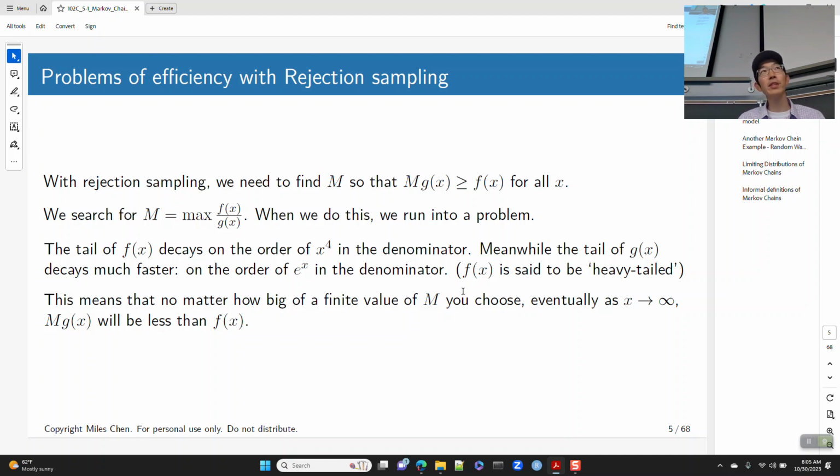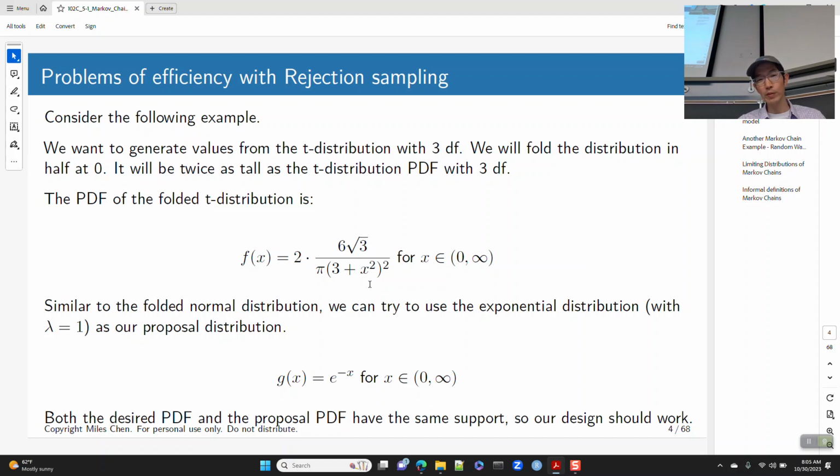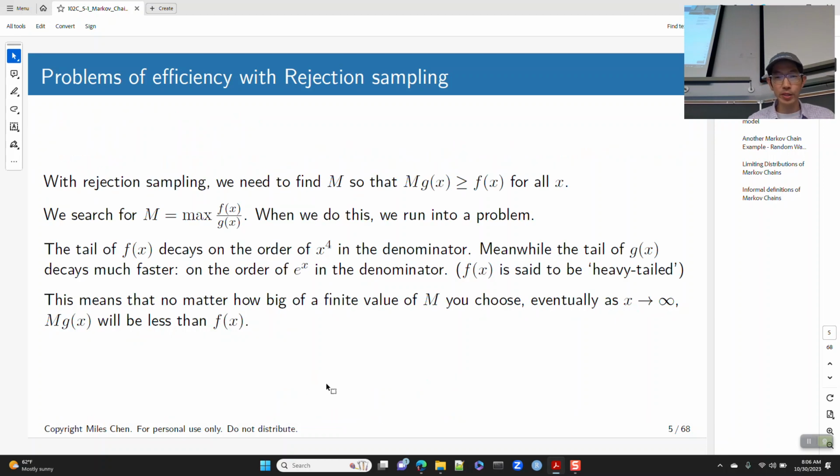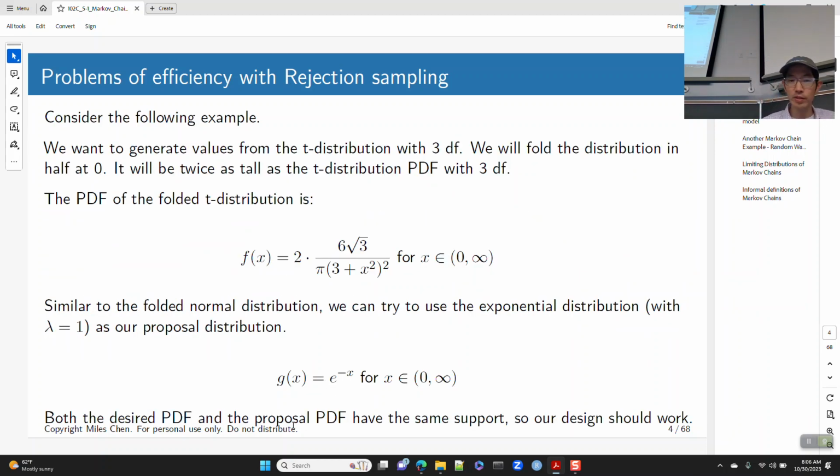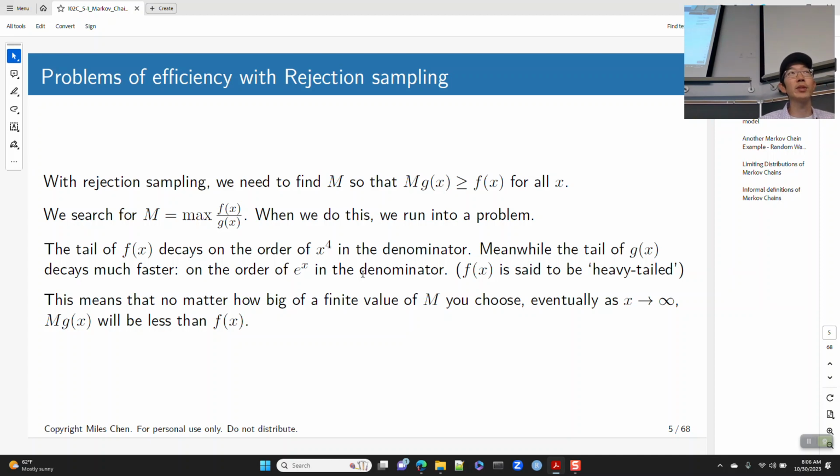The tail of f of x decays on the order of x to the 4. In the PDF, we're going to have x to the 4 in the denominator, while the tail of g of x decays at basically e to the negative x, so this is 1 over e to the x. So we have x to the 4 versus e to the x in the denominator. Our target PDF, the t-distribution with 3 degrees of freedom, is heavy-tailed. So basically our max, this m, is going to be infinity. No matter how big of an m you choose, as x gets bigger and bigger, m times g of x eventually will be less than f of x.